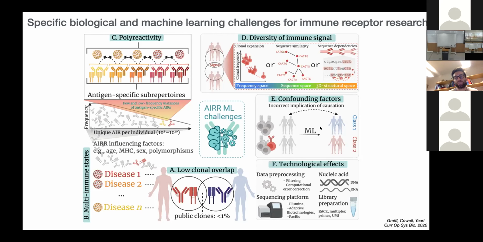And then, as I mentioned, there are these factors that could be potential confounding factors. So for example, we know that age changes repertoire. So when you have only, for example, young individuals for a type 1 diabetes study, and you compare them to old people, then you have this age factor. And then, of course, you have also technological factors that we still need to better understand how they influence computational and machine learning analysis of immune repertoires.